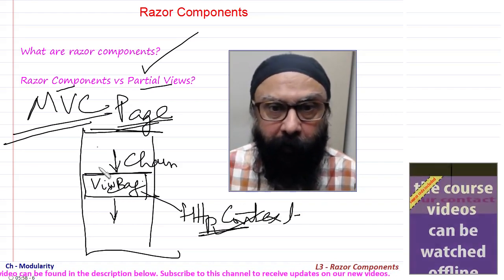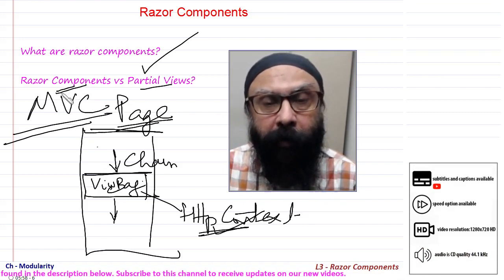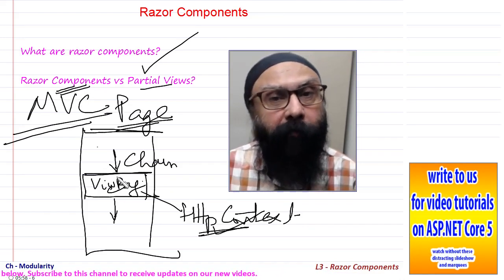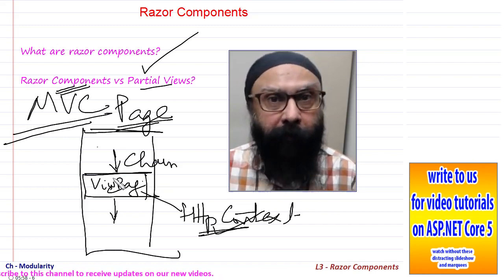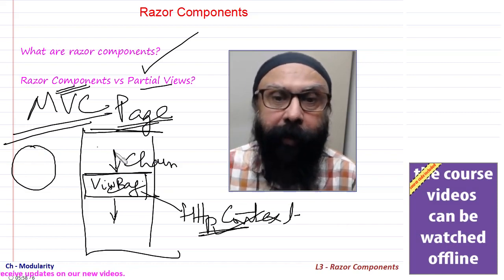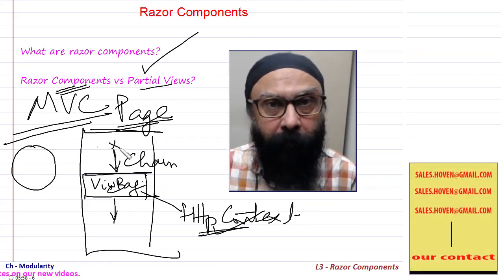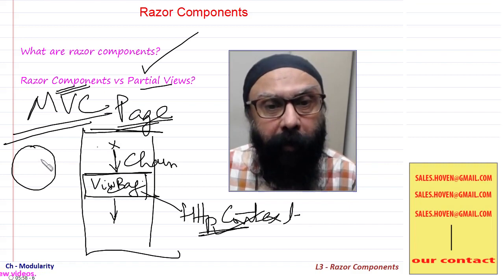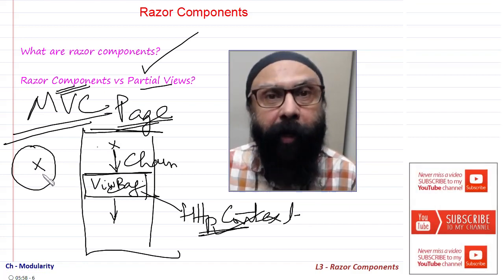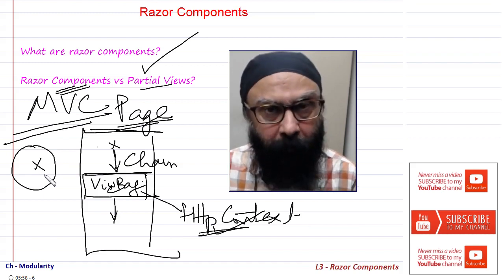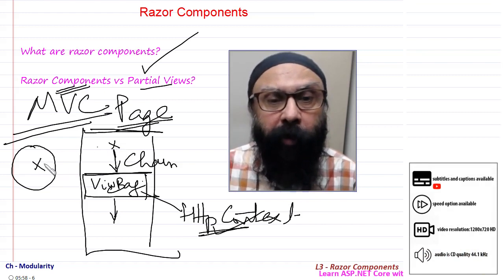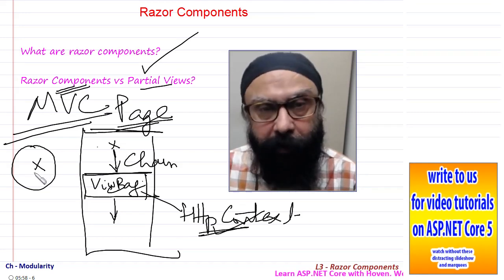But when you come to Razor components, they are not a part of the chain. They are independent. They are completely self-contained. This means that the data of your page will not be available inside a Razor component unless you specifically pass it as a parameter. So out of the box, the data of your page is not available inside your component.